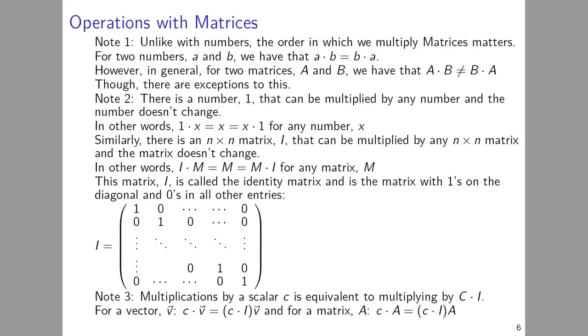Finally, I would like to note that multiplication by a scalar c is equivalent to multiplying by c times I. That is, for a vector v, if we compute the scalar multiplication c times v, it is equal to c times the identity matrix I times the vector v. And for a matrix A, c times A is equal to c times I times A. This will come in handy a little down the road.